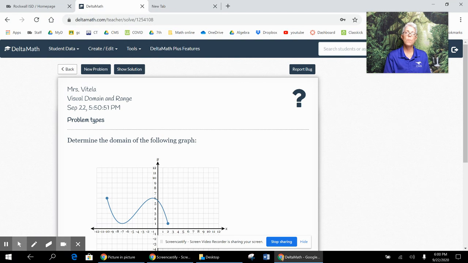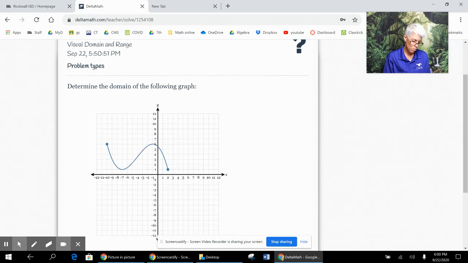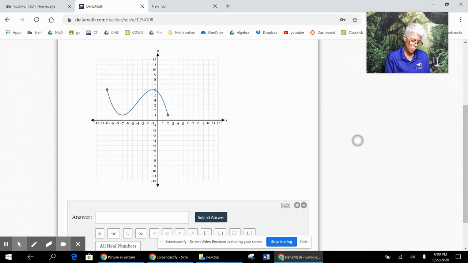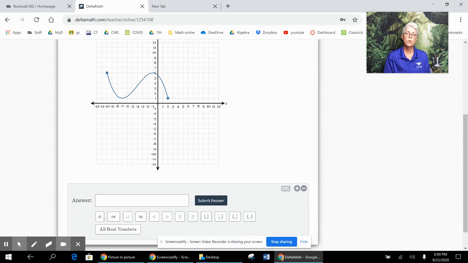Okay, so when you open up Delta Math, it'll look like this. And so you're going to do exactly what we did in the notes, but there's some strange symbols down here. We're not going to be using all these symbols. So that's why I'm wanting to show you basically what you're going to be doing. So don't freak out or anything.